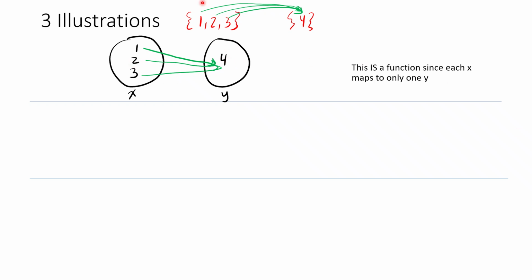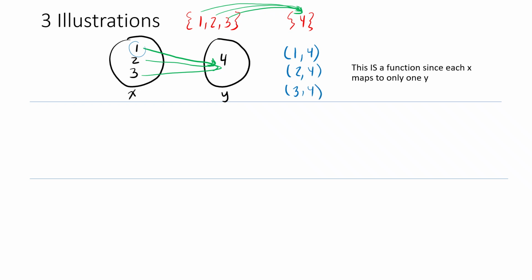Now, this one is a function since each X maps to only one Y value. So here's what we mean. Just to get this definition. If I look at this X value, that X value only goes to a 4. That's it. Okay, like if you say, what does the 1 go to? The only answer to that question is 4. The 2 only goes to a 4. That's it. If I were to ask you, what does the 2 map to? Everybody answering that question would say 4. There's only one answer to that. It goes to a 4. And the same with the 3.